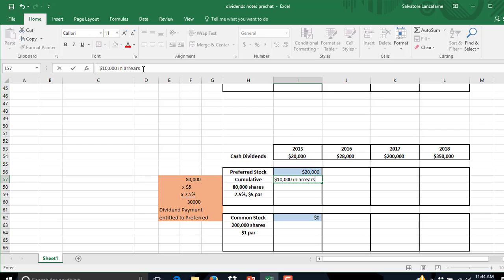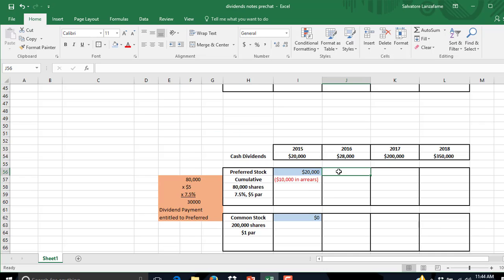So $10,000 will now be in arrears, which simply is just code for as soon as we get the money, we'll give it to the preferred stockholders. So I'm just going to put this in red ink to make it look like a negative almost. All right, we owe them. So preferred gets their 20, common gets shut out, and there's $10,000 in arrears.